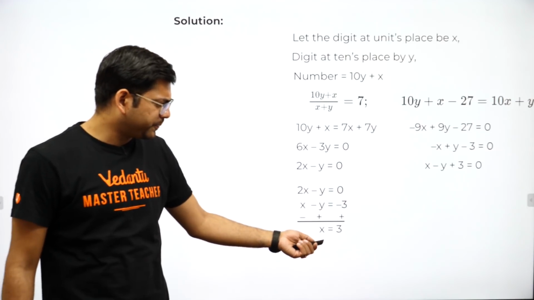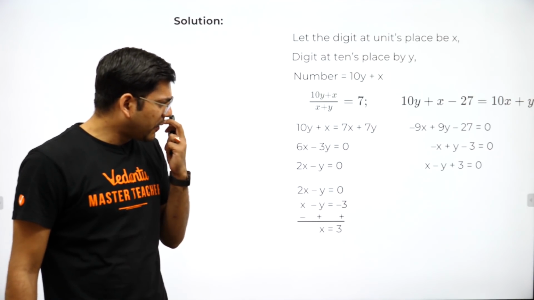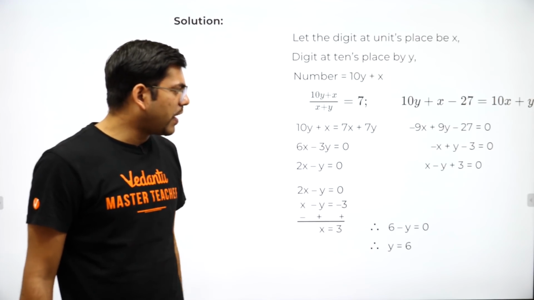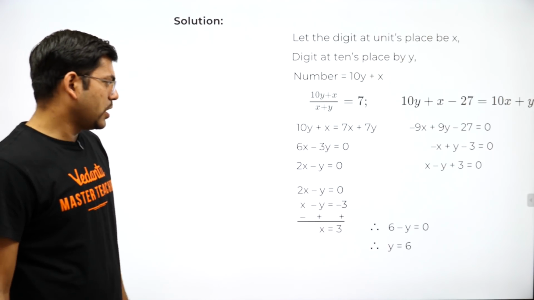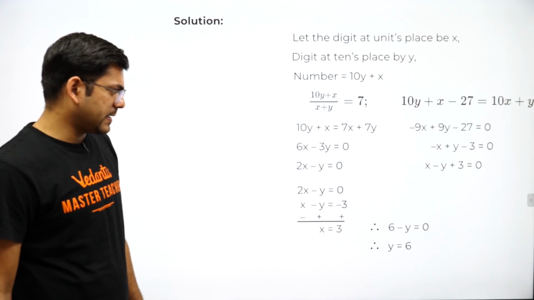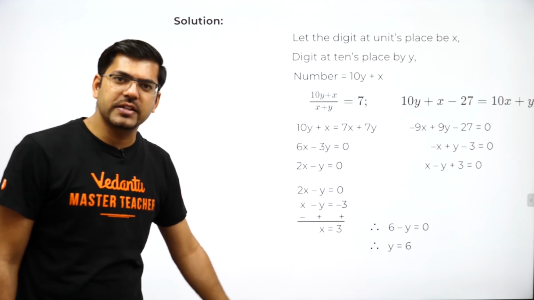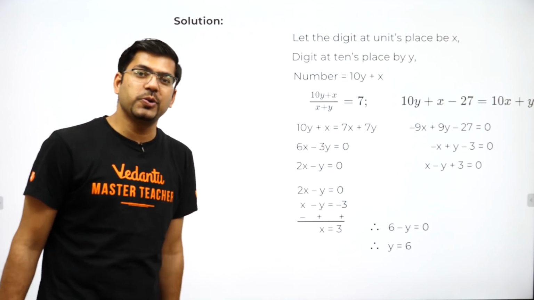So again, getting the value of x is equal to 3, and then moving on, getting the value of y, that is equal to 6. So I guess, is it fine? Yes, it is absolutely fine. And y has a value 6 and x has a value 3.